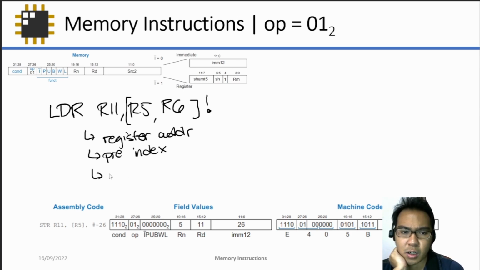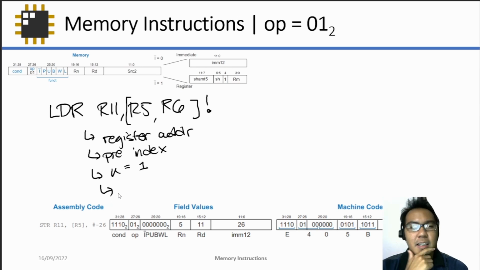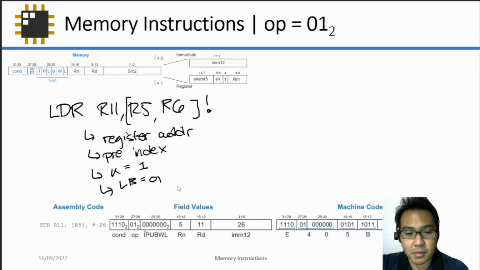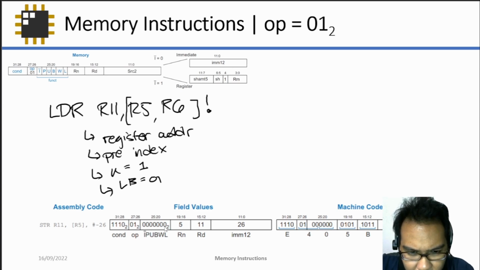Offset is added, so that means U equals 1. Then it's load register. So start with 0, 0, 0, 1, 1, 0. Okay, so UB is 0, 1. Oh wait, no, not UB. Is it LB? It's LB. LB is 0, 1. Since LB is 0, 1, there's a bit too many zeros here, no? Yeah, there's one too many zeros over there.